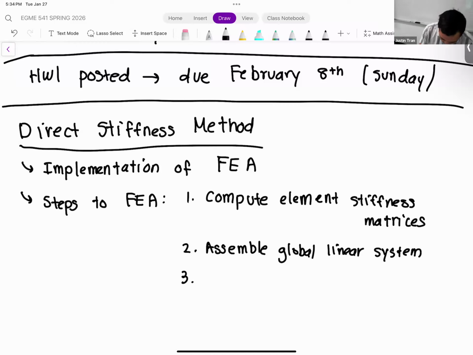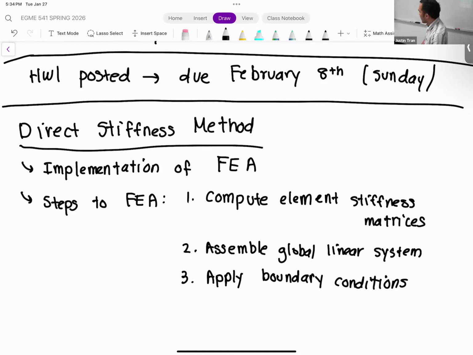All right. Step three is to apply boundary conditions. Because once you have your global linear system, you won't be able to solve it at that point. First of all, there are still unknowns in that linear system, but also it's going to be a singular matrix, so you can't solve it. So you need to apply boundary conditions in order to make it solvable.